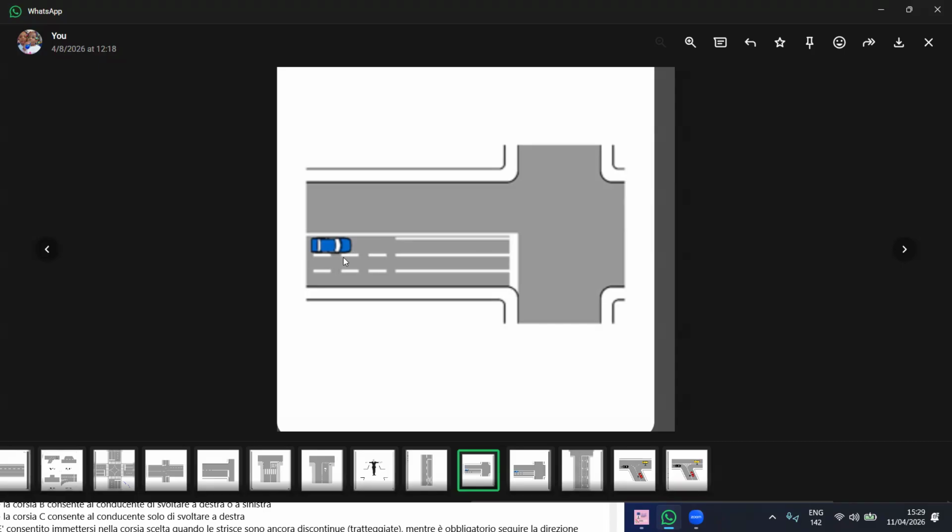So before you decide where you go, they say you have the right to decide while the line is discontinuous. If you enter the continuous line, you can no longer choose your direction anymore. Is that clear, everybody? So any question, guys? Any question?